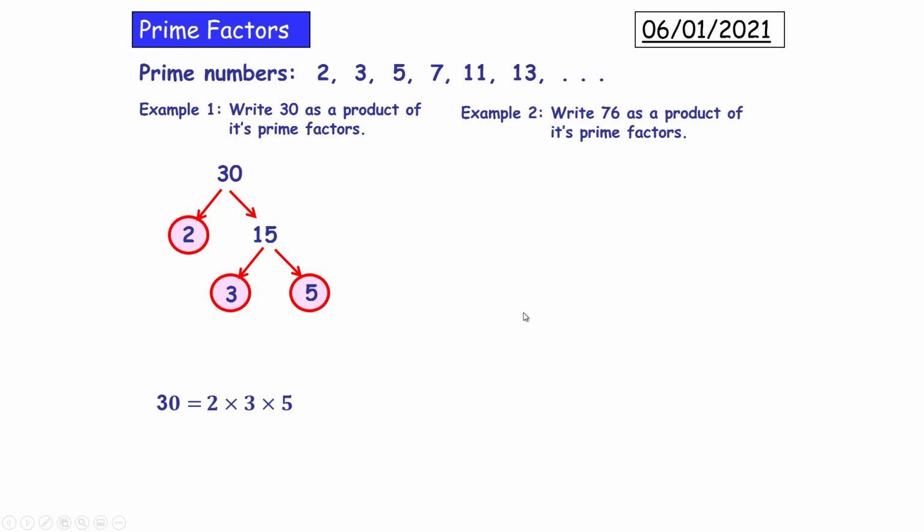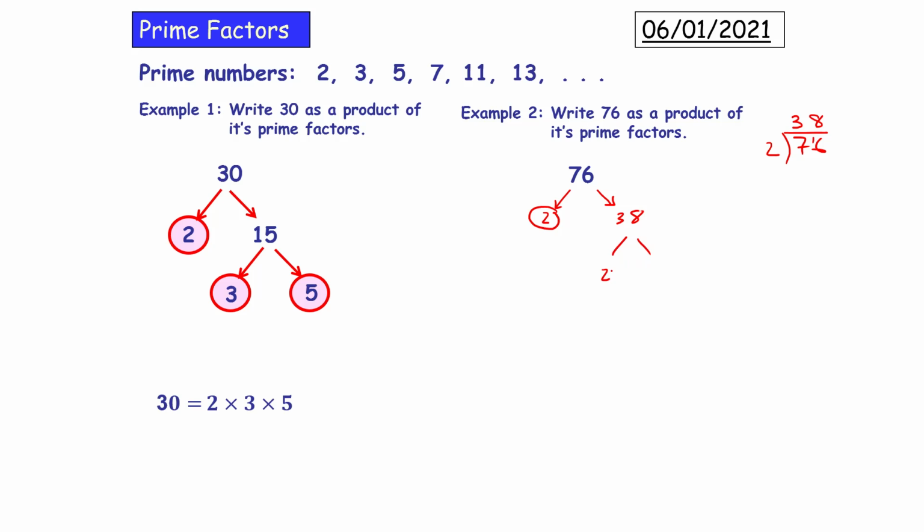Let's try this one, 76 as a product of prime factors. So first things first, we check first, does 2 go into it? Yes, it does, because it's an even number. So there's my 76. Checking if 2 goes into 7. Yes. 3 times, remainder 1, and into 16 8 times, so 38. 2 is prime, so we circle it and then we try again.